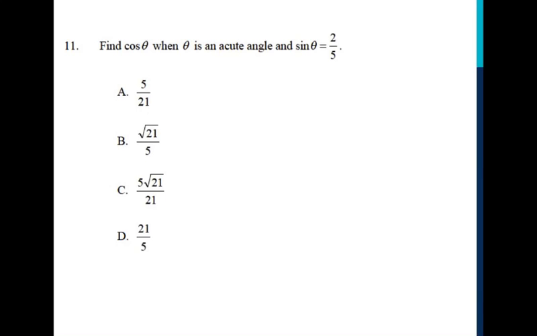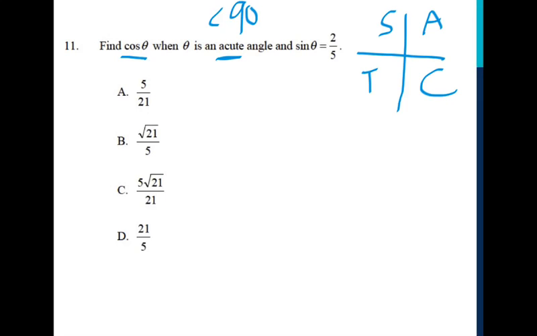This is fun. We got our little acronym right here. All students take. You thought I was going to say a drug, didn't you? Calculus. All students take calculus. So I'm finding cosine when theta is an acute angle. What does acute mean? Less than 90 degrees. That means it has to be right here, between 0 and 90. So what's positive in this? All of them. So I go through and look at all these options. They're all positive, so I can't rule any of them out.